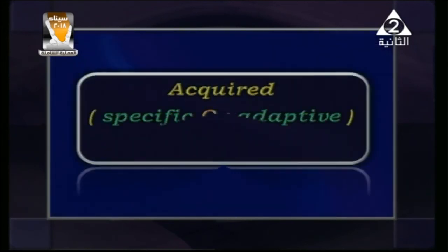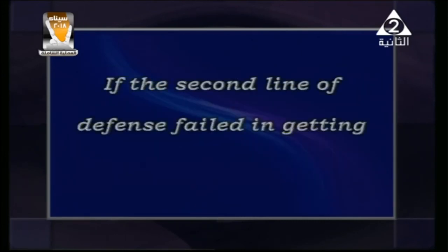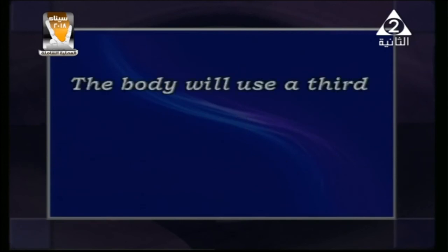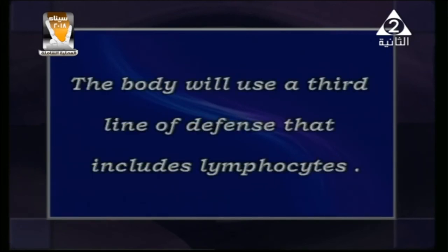After that, we need to start with the acquired, or specific, or adaptive immune system. If the second line of defense fails in getting rid of the foreign body, the body will use the third line of defense. So what did we say? We have three lines of defense. If the first line fails, the second line works, such as inflammation, as we studied right now. But if the first and second lines have failed, the third line will work. The body will use the third line of defense, which includes lymphocytes.